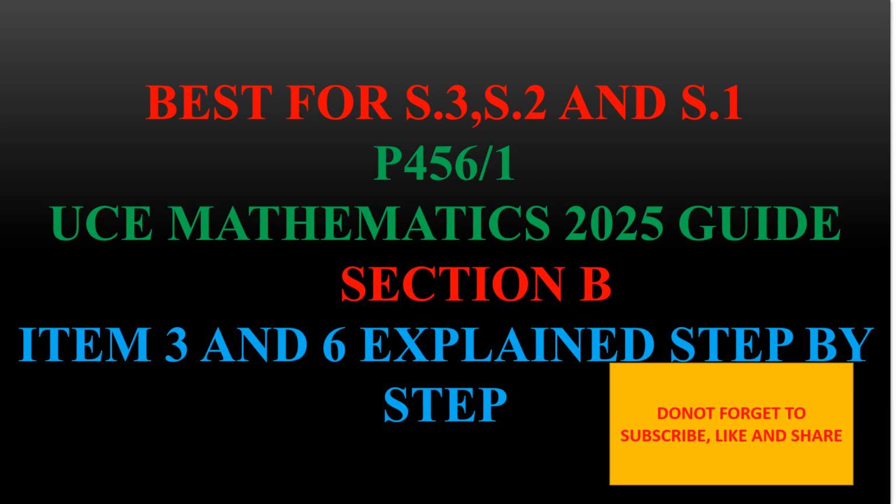We are still continuing with the guide for UCE Mathematics. Now we are going to look at section B. In part 1, we've picked one item. We shall be doing two items. In part 1, this time we have concentrated on item 3 about matrices and probability, and then item 6, which had taxation and similarities and enlargement. So senior 2, senior 3 and senior 1.